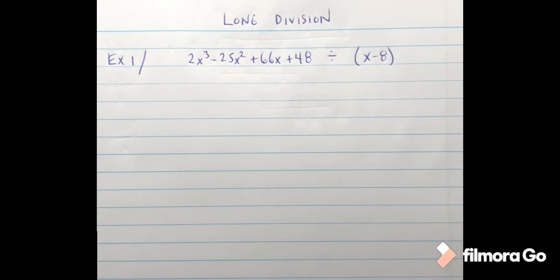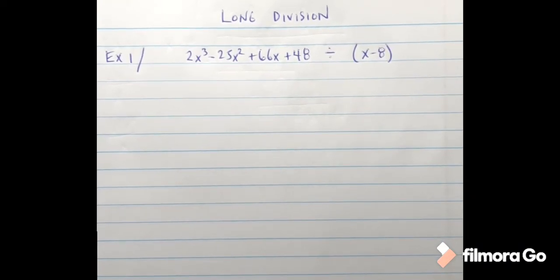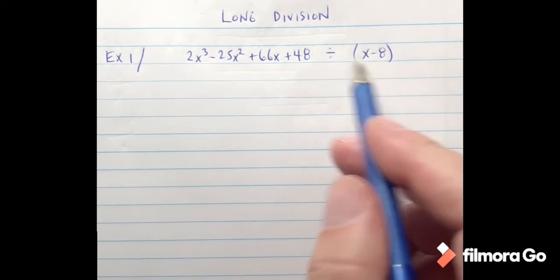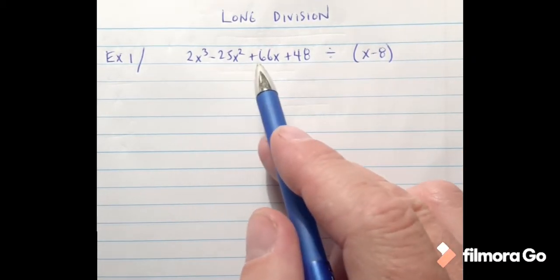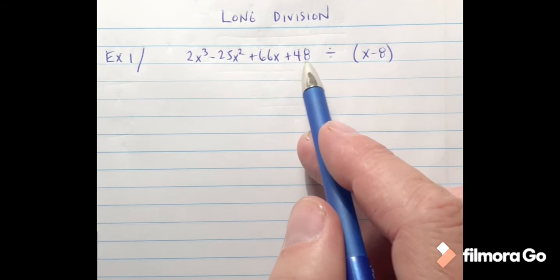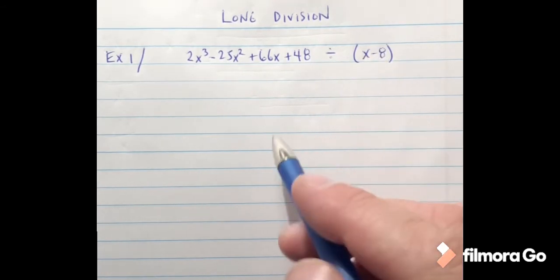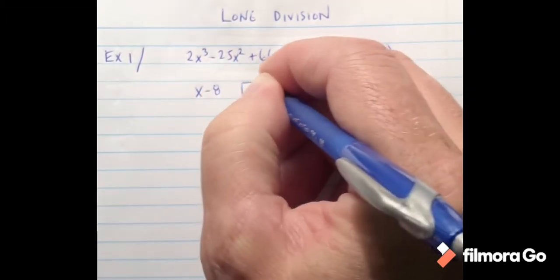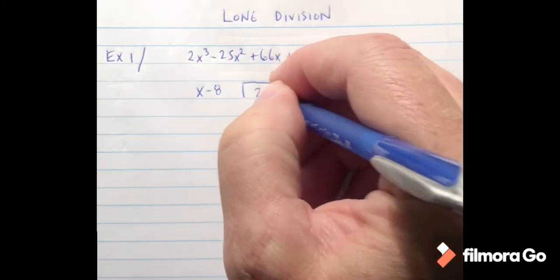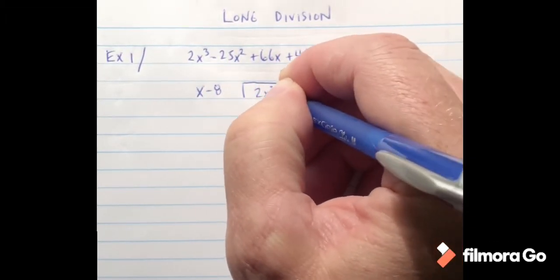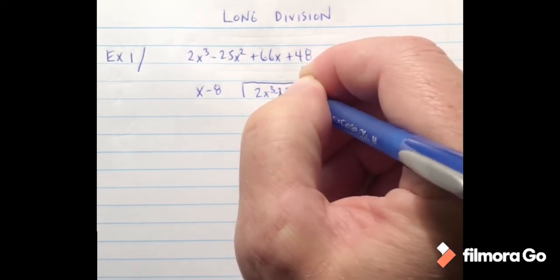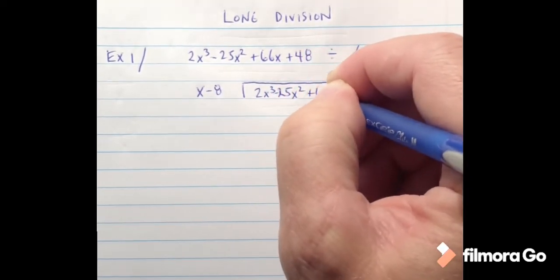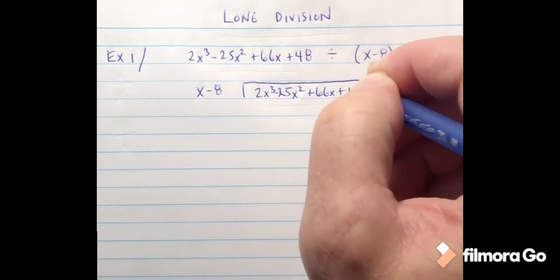Okay, in this video we're going to discuss how we do long division with polynomials. So in this problem we have 2x to the third minus 25x squared plus 66x plus 48 divided by x minus 8. So I'm going to write this x minus 8 outside. We've got 2x to the third minus the 25x squared plus 66x plus 48.